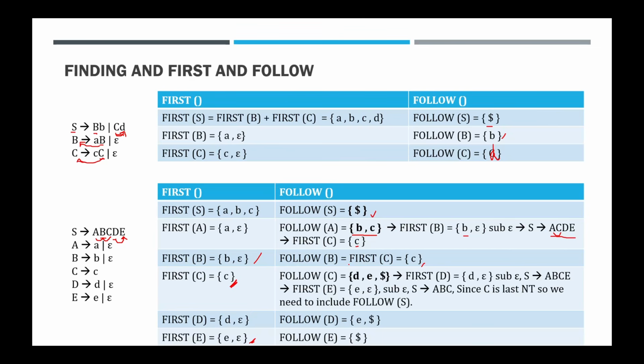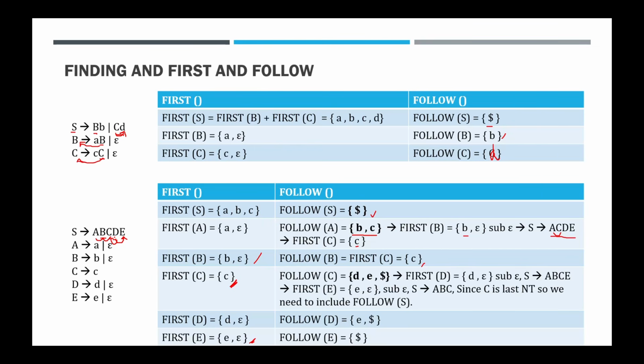Follow of B is okay. When we find the follow of C, I forgot to give the follow of C here. Just see, follow of C. The next non-terminal is C. What is the follow of C? It is D. Just find the follow of D here.